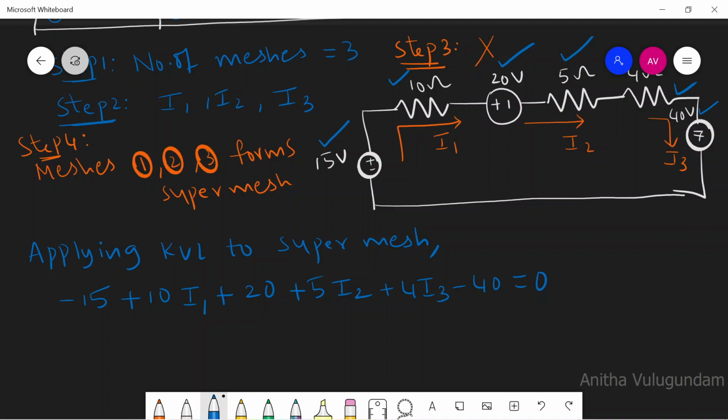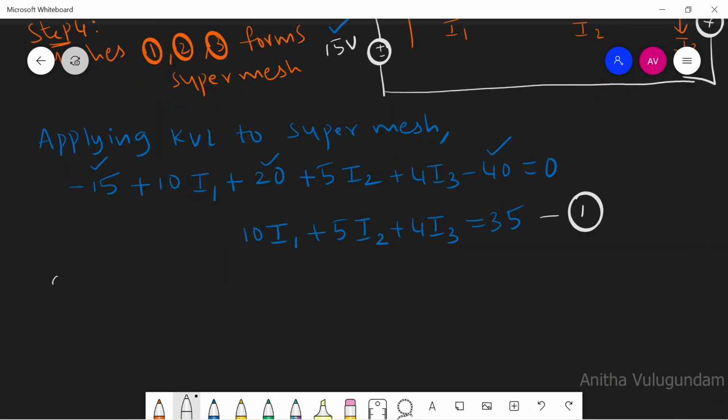Let us rewrite the equation. I can write 10I1 plus 5I2 plus 4I3 equal to 35, since minus 15 plus 20 minus 40 is nothing but minus 35. If you bring this to the right hand side, we get equal to 35. Let this be equation number 1. Step 5 is to write the net currents in current sources.